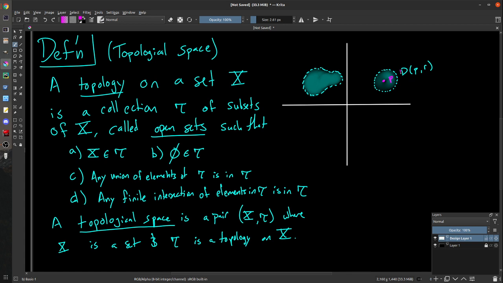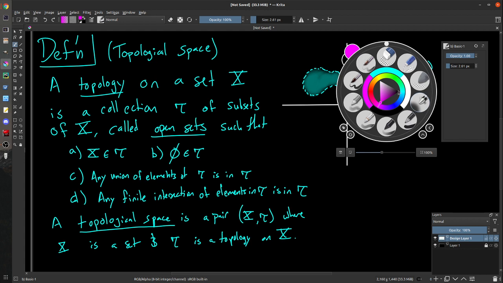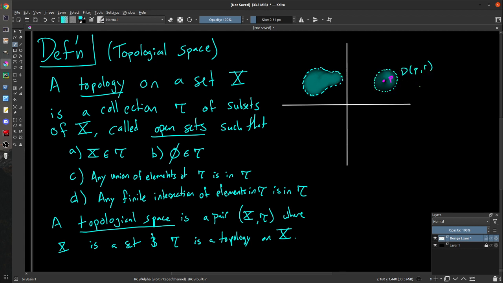Some people like to do the double lines on the disk instead of single. Your book does single lines, so we'll stick with it. Kind of like how people do the blackboard lettering for C. And then after this, they describe a neighborhood of P, which is just any set containing a disk about P.